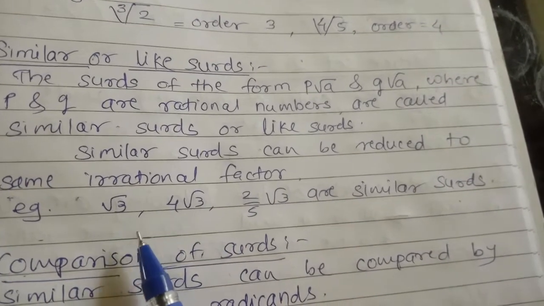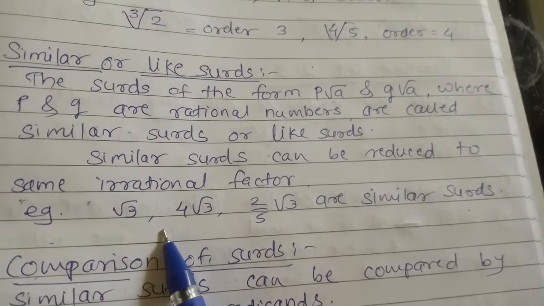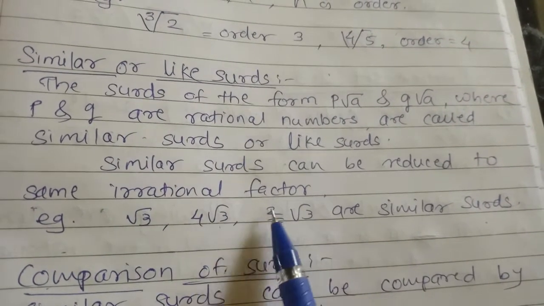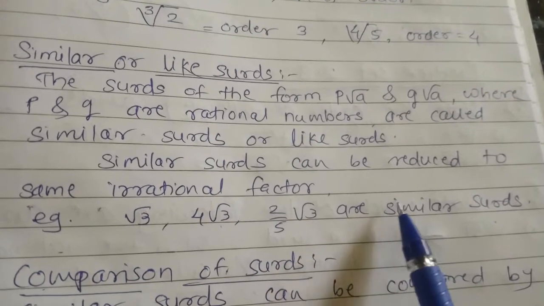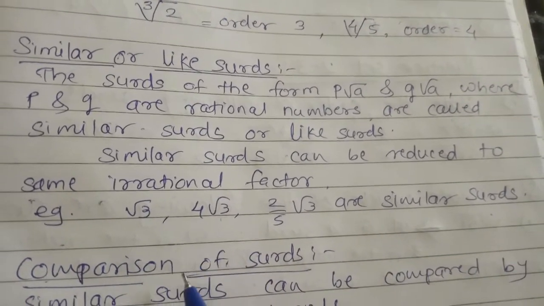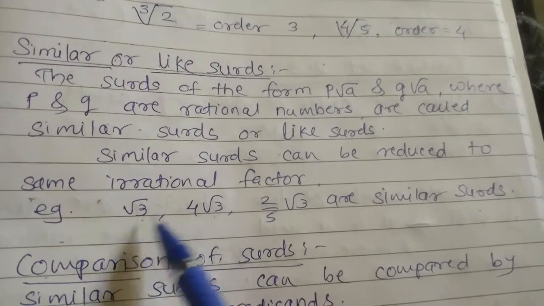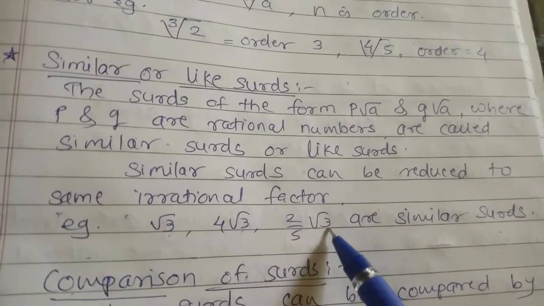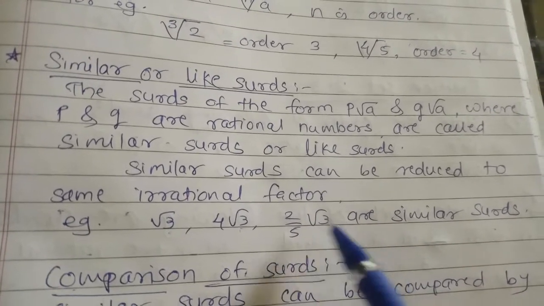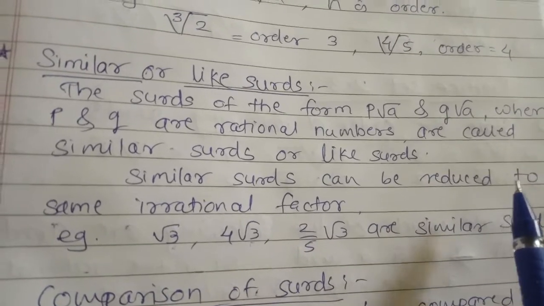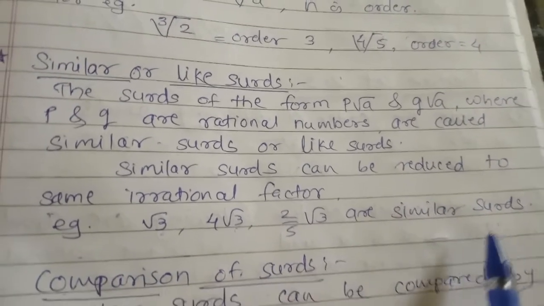Now see some examples: root 3, then 4 root 3, then 2 by 5 root 3. These are similar surds since the number in the radicand is the same. So where is the radicand? This root 3, here also root 3, and here also, 2 upon 5 root 3. So root 3 is common in every example. So all these numbers are similar surds.